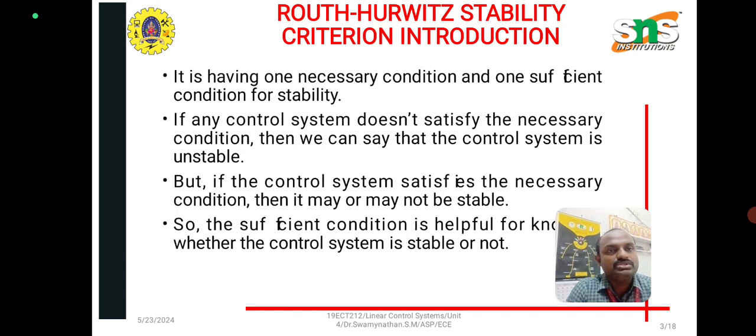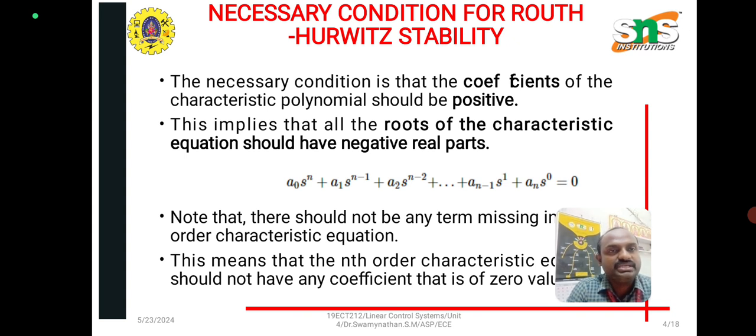First, the Routh Hurwitz stability criterion is a condition to satisfy the stability conditions. The stability condition is necessary to find whether the system is stable or not. First, the coefficients: a naught s power n plus a1 s power n minus 1, and so on up to an, equal to 0. The suffix increases while the power of s decreases. This is called the characteristic equation.